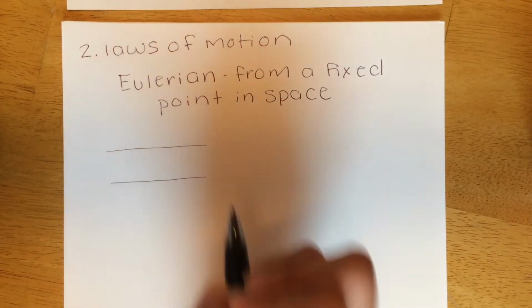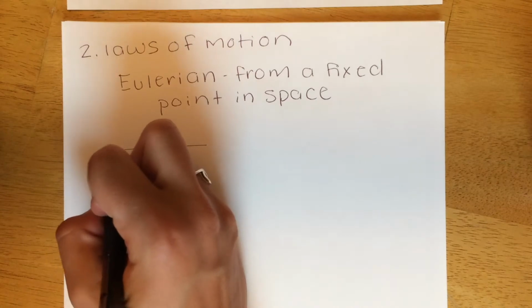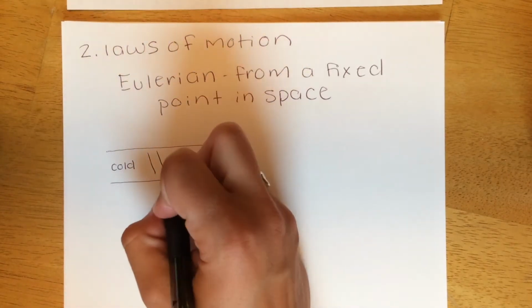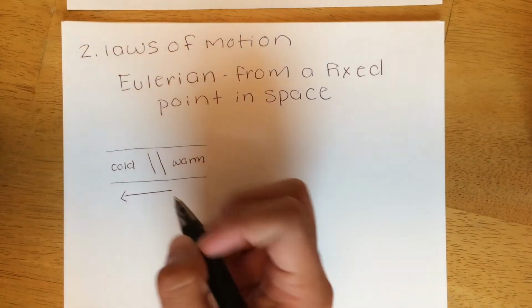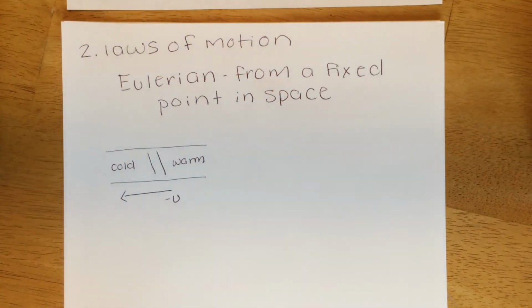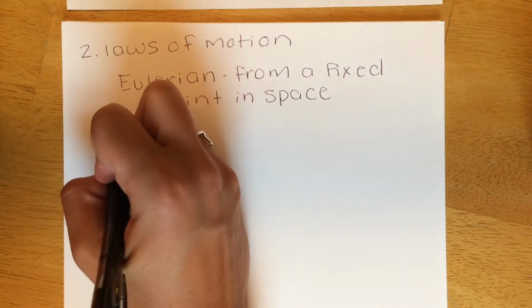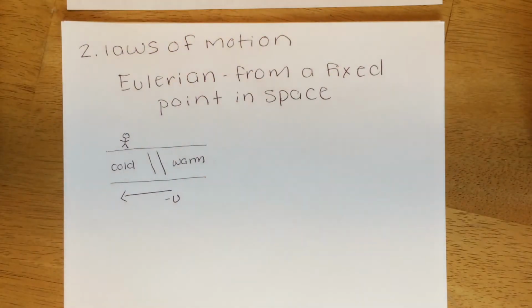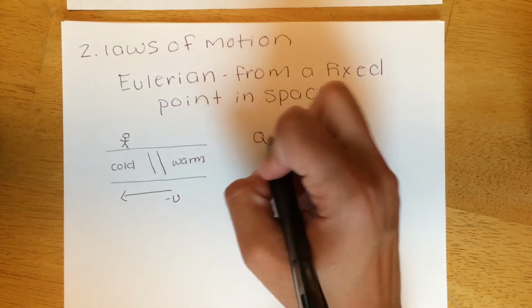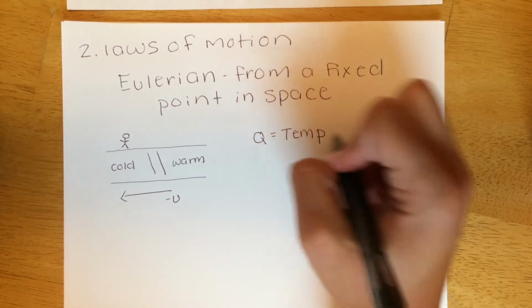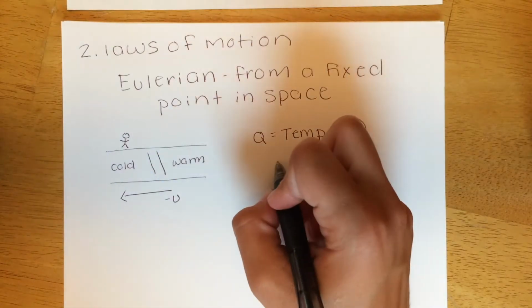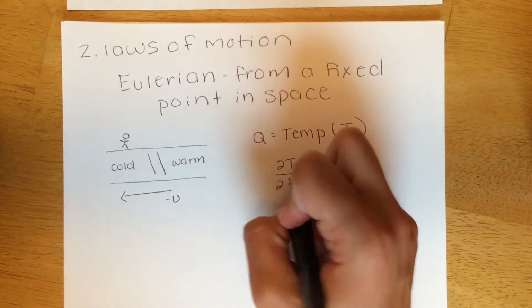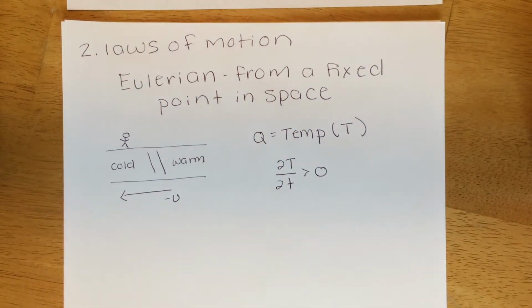For example, suppose we have a river, and downstream the river has colder water, and upstream the river is warm. In this case, our river is flowing to the left, or in the negative x direction. So imagine you are sitting on the side of the river. You're stationary in one location, and you're measuring a tracer over time. In this case, our tracer is temperature. As the river flows past you, the water is increasing in temperature. So, in other words, the change in temperature with respect to time is positive.